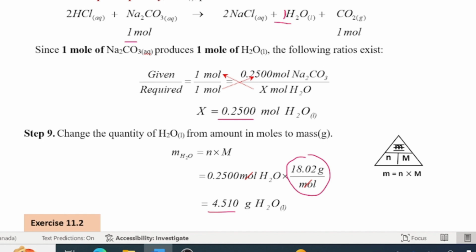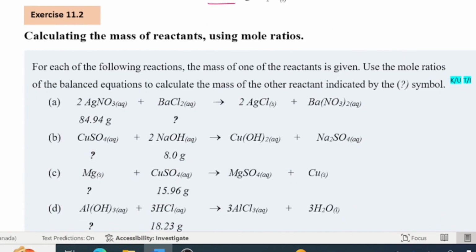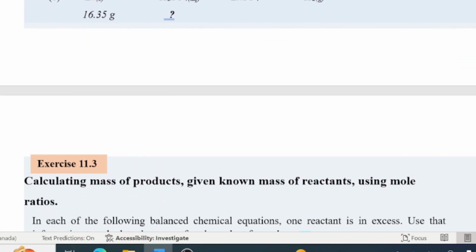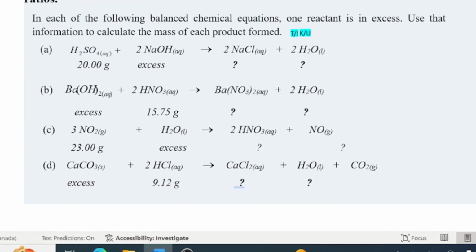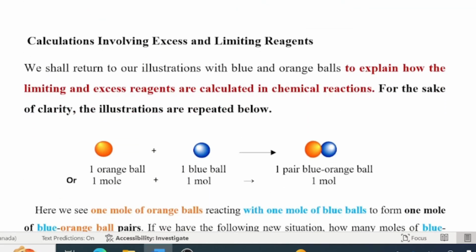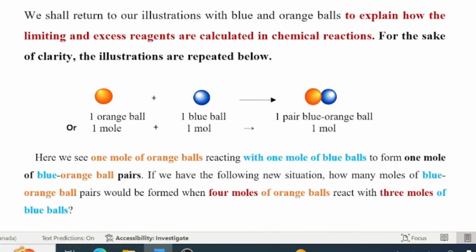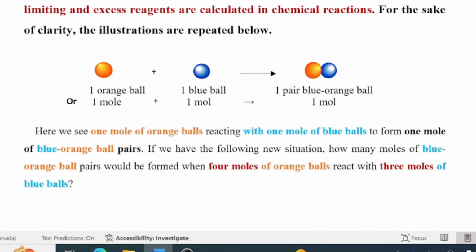So these problems that are given here, okay, relate to that type of problem where you're given one reagent and you're told that the other one is in excess, and you use that to find anything else in the equation. Now the real difficulty comes in when you're given the masses of both reagents and you're asked to find the mass of a product that is formed.